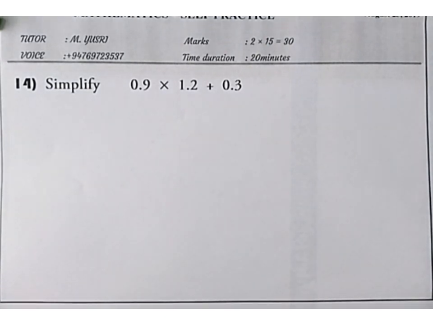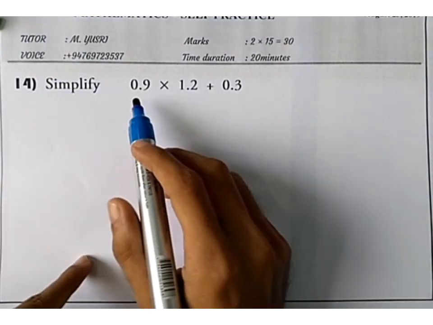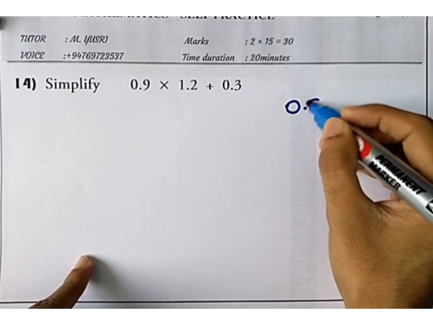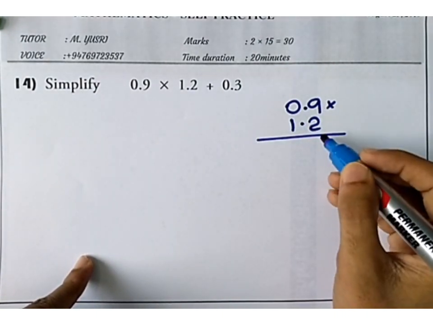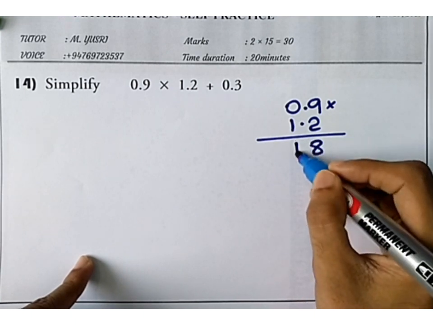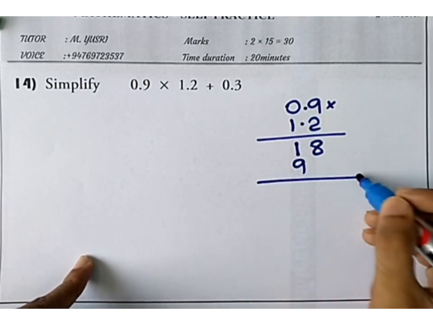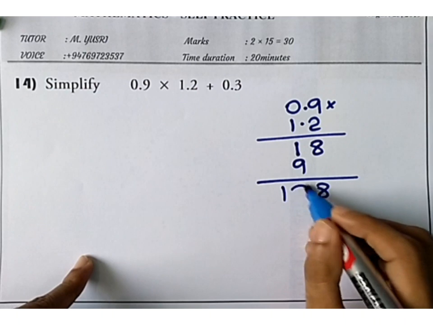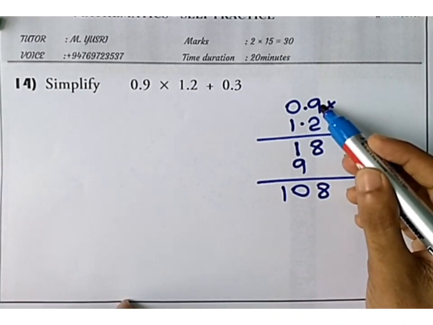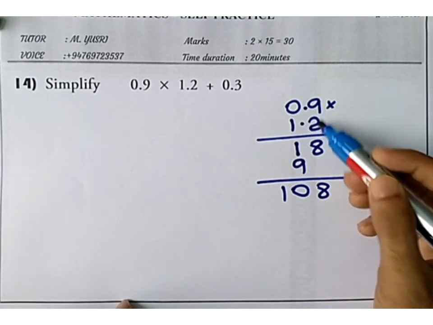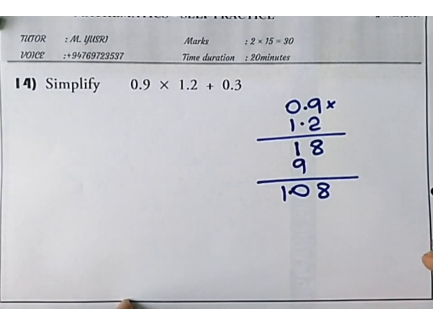They are asking us to simplify this, so first we'll multiply 0.9 into 1.2. When we are multiplying, just ignore the decimals and multiply. 2 9s are 18 and 1 9s are 9. Now we'll add: 8, 1 plus 9 is 10. Now we'll calculate how many decimals there are. Here 1 and here 1, so 1 plus 1, there are 2 decimals, so we'll take that as 1.08.